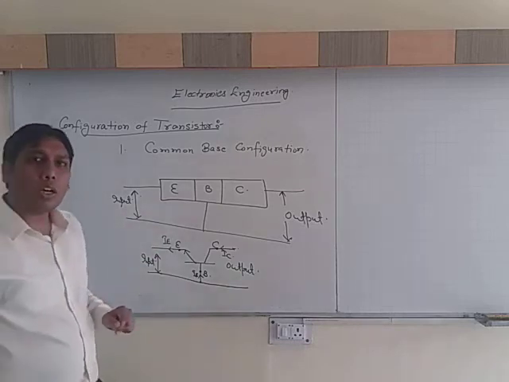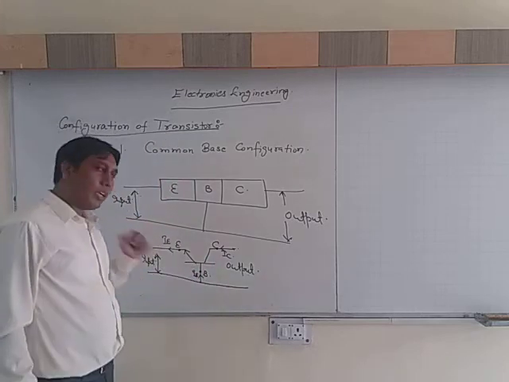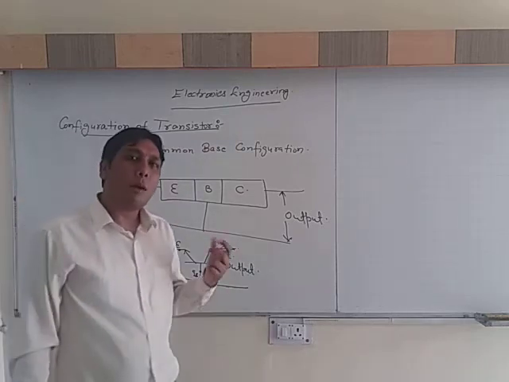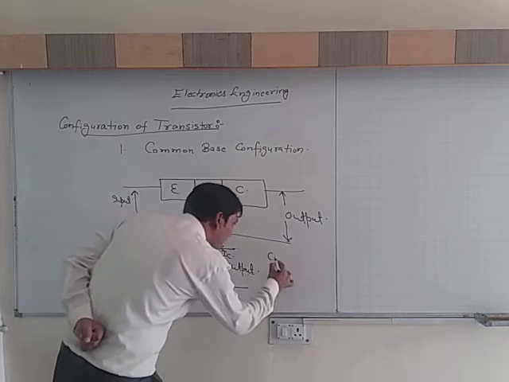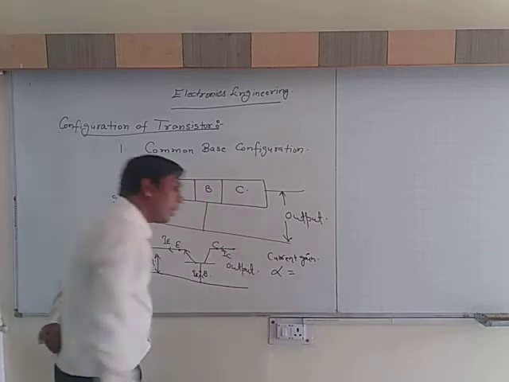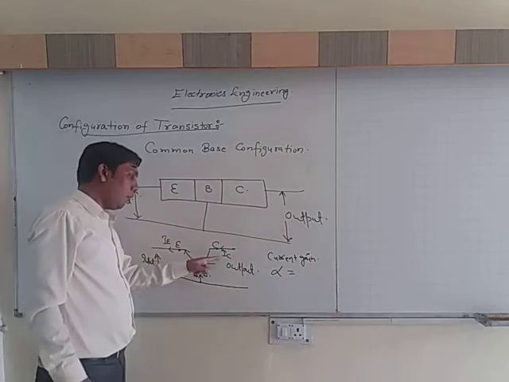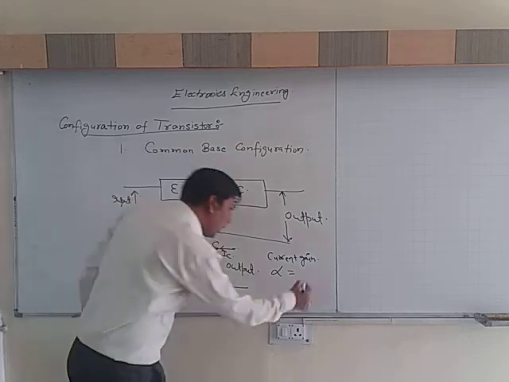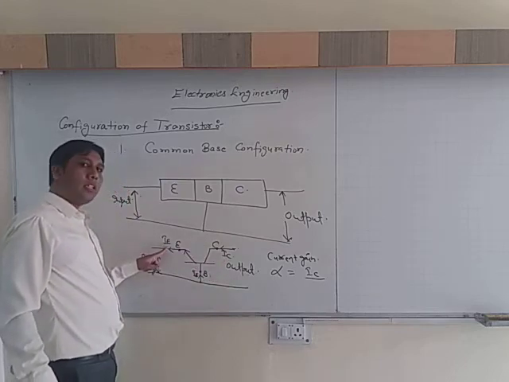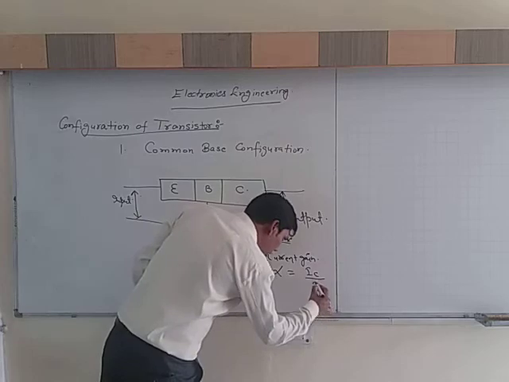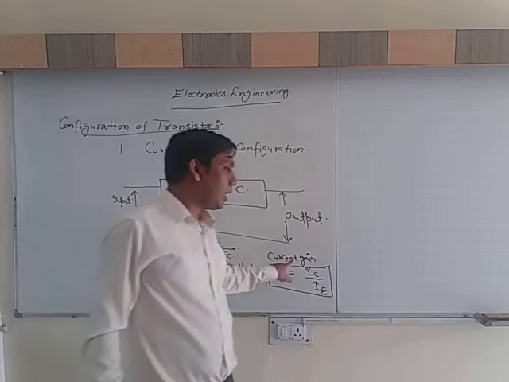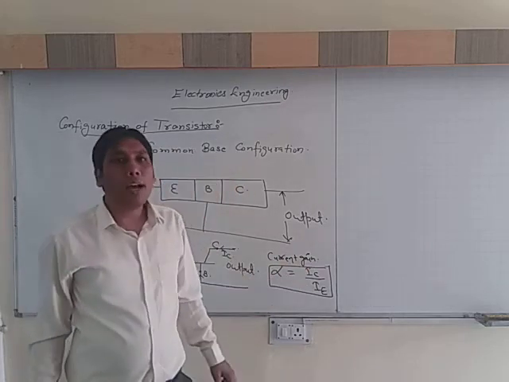If we talk about the current gain, then the current gain of common base configuration will be the output current upon input current. So the current gain, that is alpha, in common base, will be the output current, that is IC, upon the input current, that is IE. So in common base configuration, the current gain will be IC upon IE.